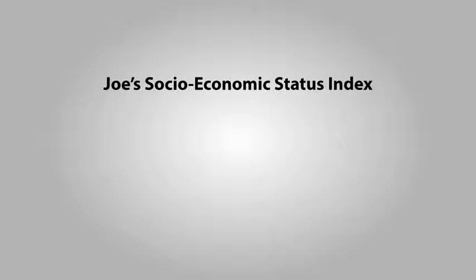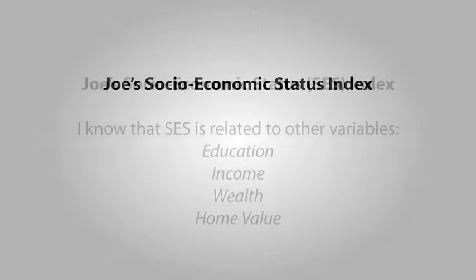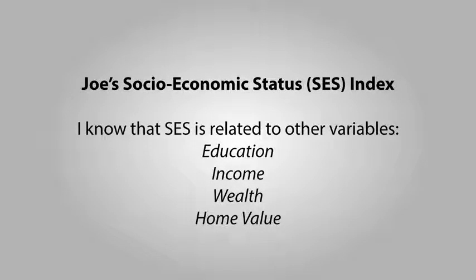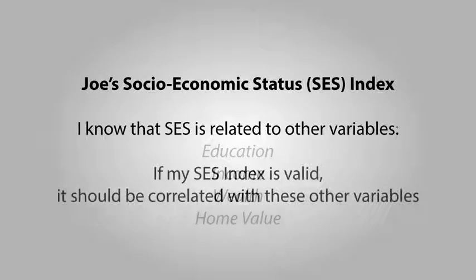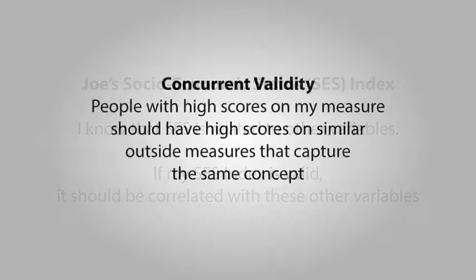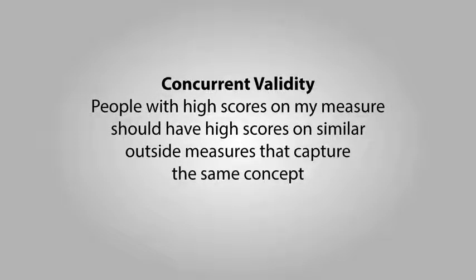Let's say I came up with a measurement to capture people's socioeconomic status. Well, I know socioeconomic status is related to other things like education, income, wealth, or maybe the value of people's home. If my socioeconomic status measure is valid, well, then it should be correlated to all of these measures. This is concurrent validity. People with higher scores on my measure should also exhibit higher scores on other measures that I know to be correlated with the underlying concept that I'm trying to capture.